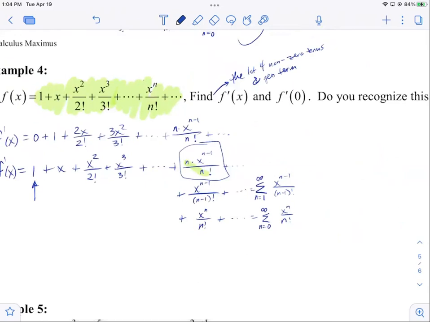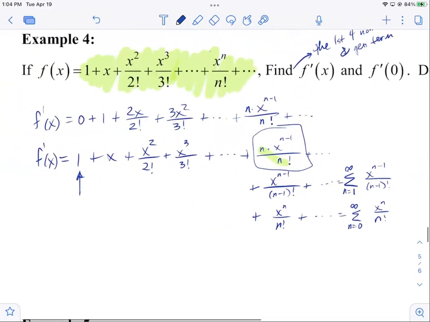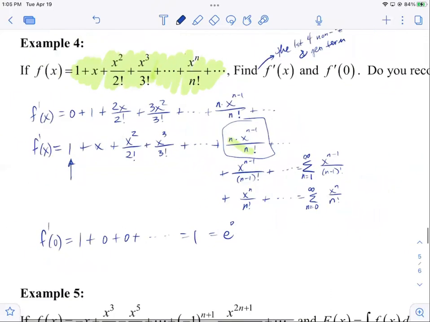Okay. Now, do we really need to test the endpoints again here? I just took the derivative. No, because I recognize it as e to the x, I know it's going to converge for all real numbers, so I don't have to test the endpoints. But the endpoints could have changed. Now, what's f prime of 0? Plug it in, and you get 1 plus 0 plus 0 plus 0 down the line, which is 1. Well, is that the same as e to the 0? Yeah. Okay.